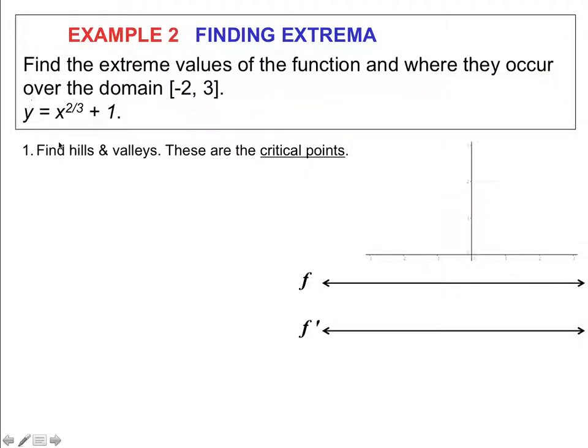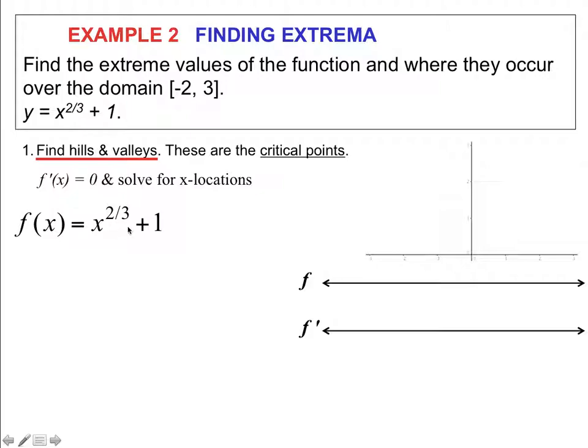Okay, let's take a look at this one. Here we have a function that is x to the 2/3 power plus 1. Notice I haven't drawn it. I'm being specific because I want you to rely on the analytical method here. So we're going to find the hills and valleys. We have to take the derivative and set it equal to 0. That's our strategy.